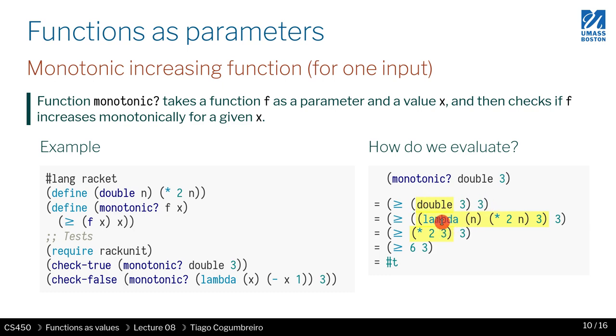And then we do the same thing again. Now we have a lambda of 2n, because of the way it's defined, you can just highlight that. I just looked up the value of the double function, which is a lambda. As you know, function definitions are just syntactic sugar for a lambda. Then we do the same thing and replace the lambda by its contents. Finally, we simplify the expression. We have 6, and now everything is values, so it's ready to resolve to true.